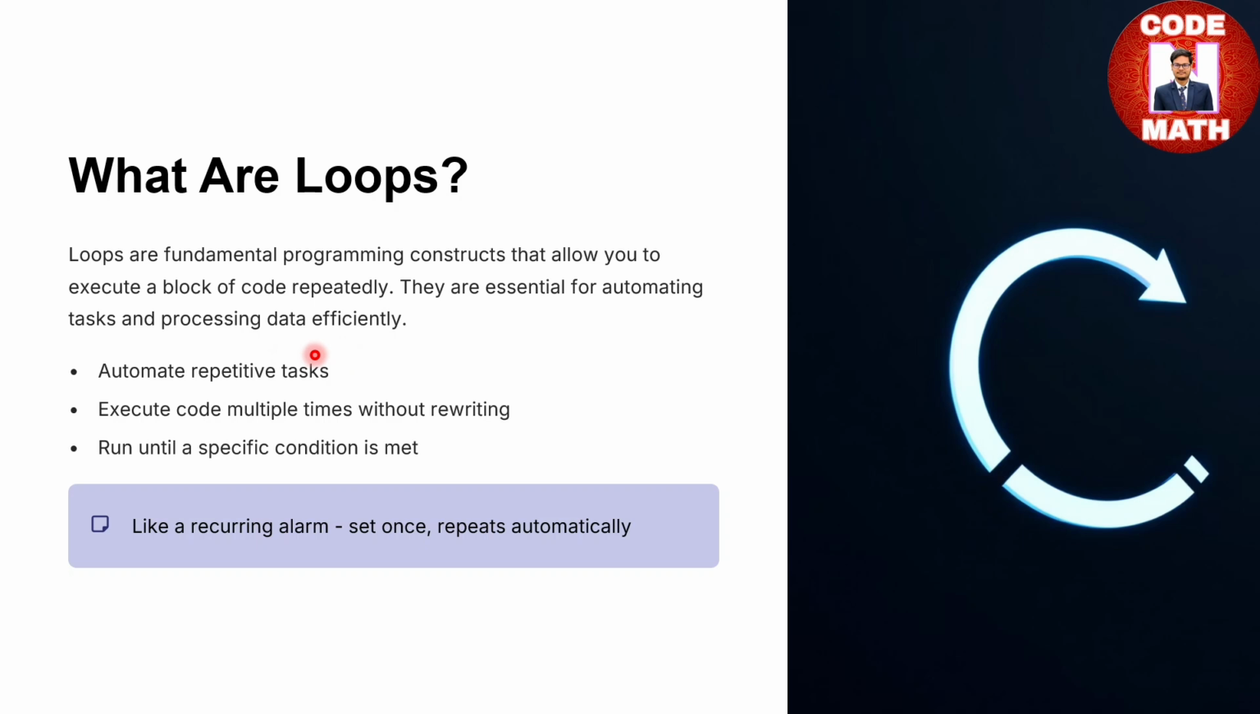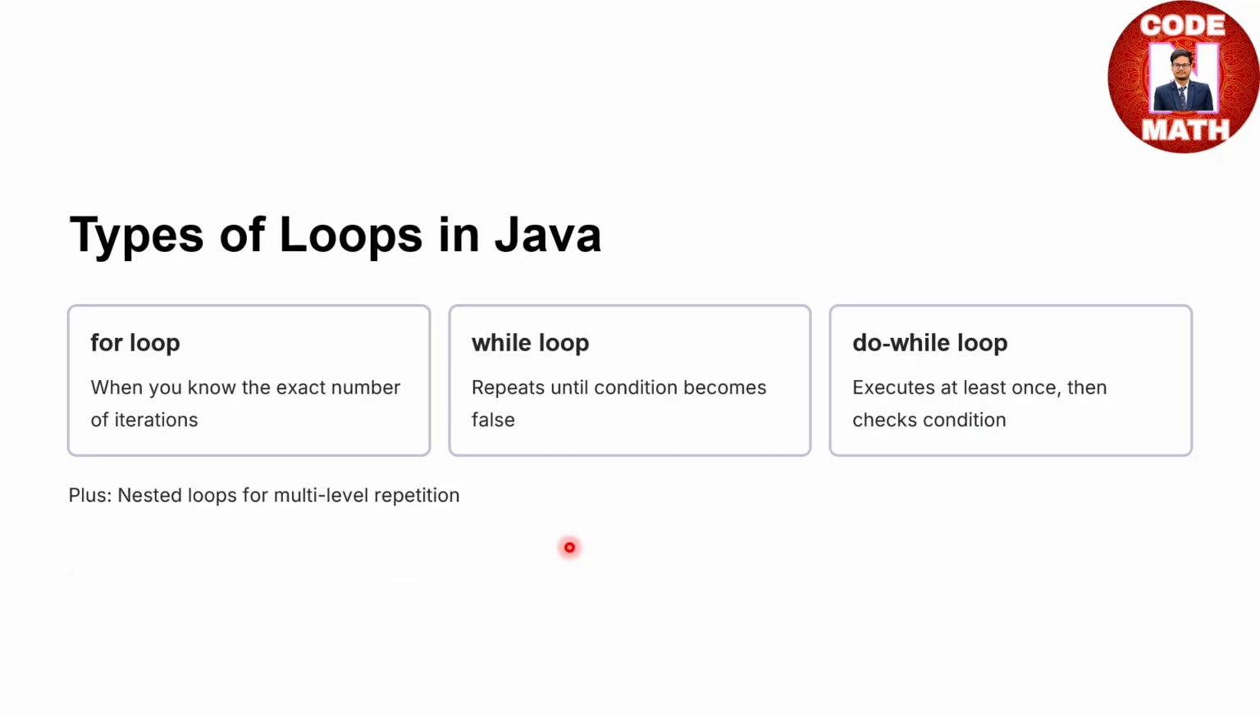Okay, right? So if you want to print from 1 to 100, then we can use a loop. If we print without a loop, then it will take a lot of time, a lot of lines of code. So that's boring. Instead of that, we can use a loop, which can print the numbers 1 to 100. So we can set it once, and that will repeat automatically as much as you want. Okay. So how many types of loops are there in Java?